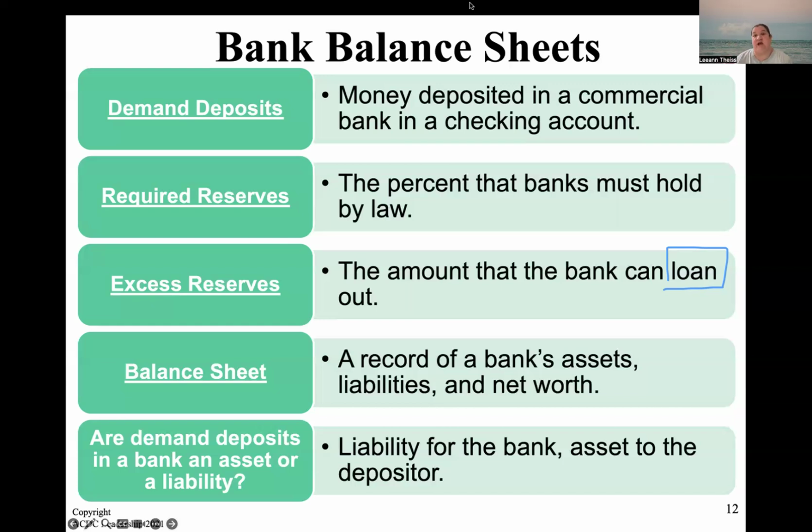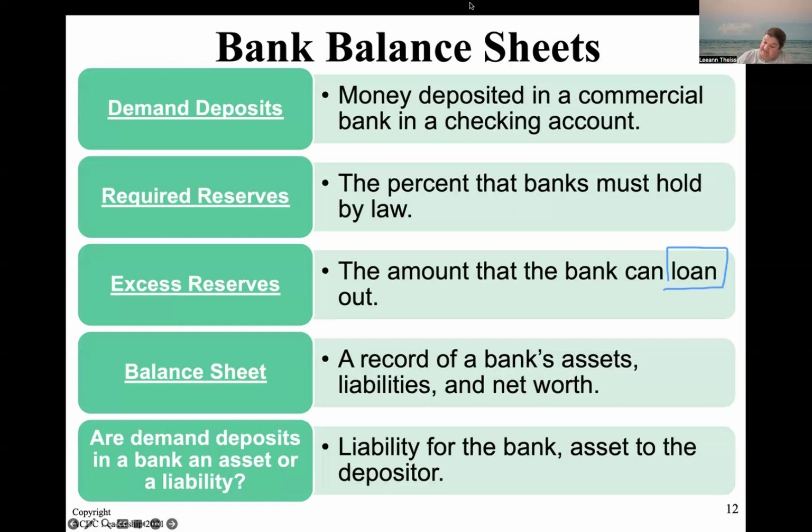So, how do we keep track of assets and liabilities, how much our demand deposits are, how much we have in required reserves, how much we have in excess reserves? Well, they have something called a bank balance sheet. And so that is a record of assets and liabilities. And that is constantly changing every day. Banks are constantly updating their balance sheets to indicate the thousands and probably hundreds of thousands and millions of banking transactions that happen on a daily basis.